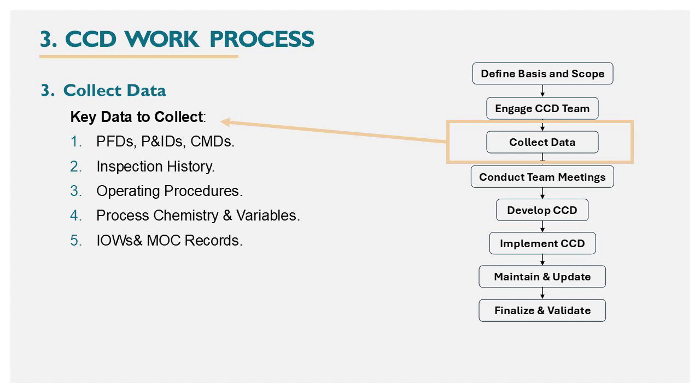Number 4 is process chemistry and variables, including feed composition, contaminants, stream data, temperature, pressure, corrosive species. And it's critical for defining IOWs and assessing corrosion risk. Number 5 is IOWs, pertaining to existing operating limits and alarm responses. And MOC records, pertaining to past changes in feed, conditions, or equipment that affect corrosion.